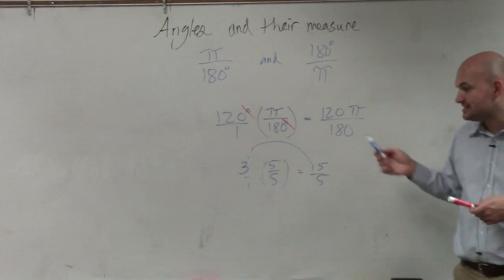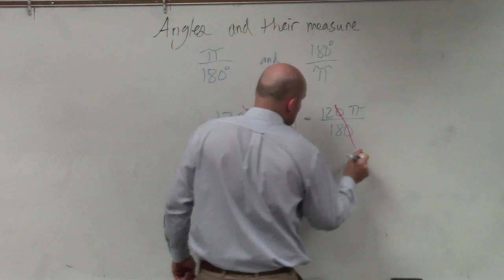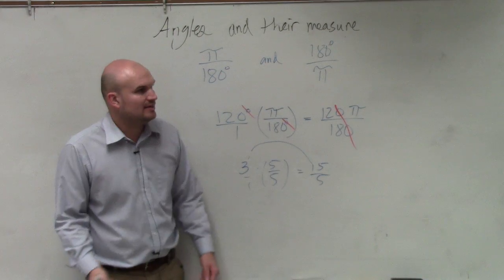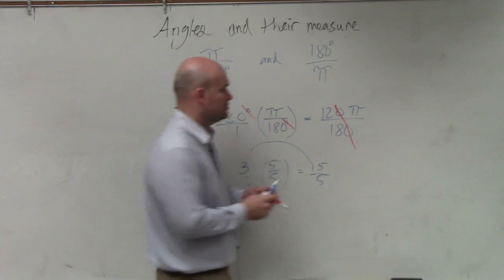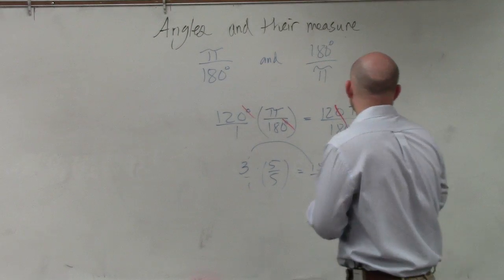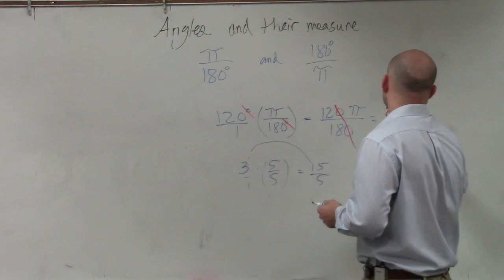Because now I can simplify this. I don't need the zeros. So I just do 12 over 18, which is 2/3. So my final answer is 2 pi over 3. Okay.